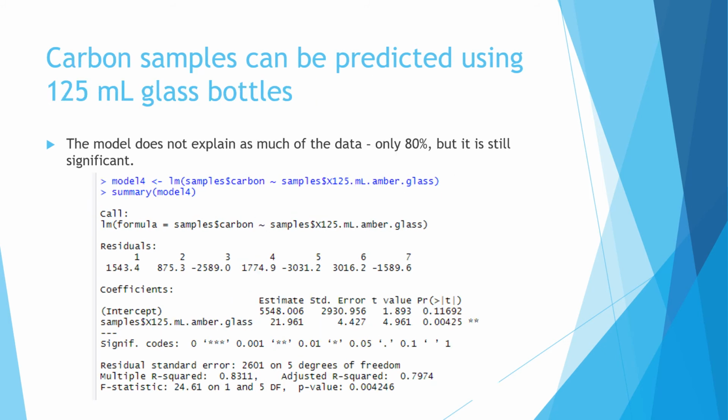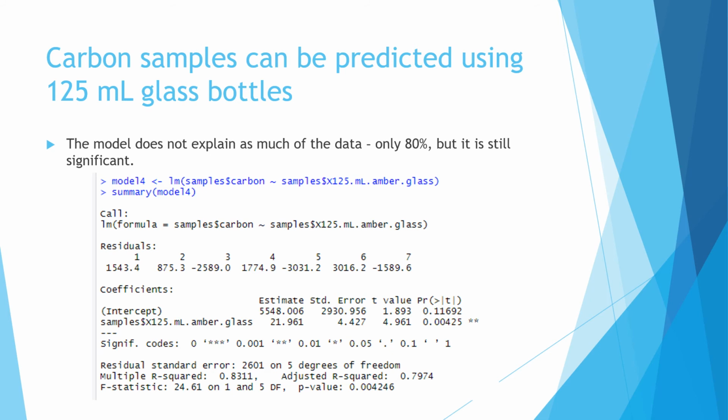Carbon samples can be predicted using the glass bottles that are used to collect those. And this is also a significant model with a low p-value, but the model only explains about 80% of the data. So it has limited practical use, but could still be a good indicator of maybe trending or something like that. And there could be some other field supplies that you could add in to make a multilinear model.